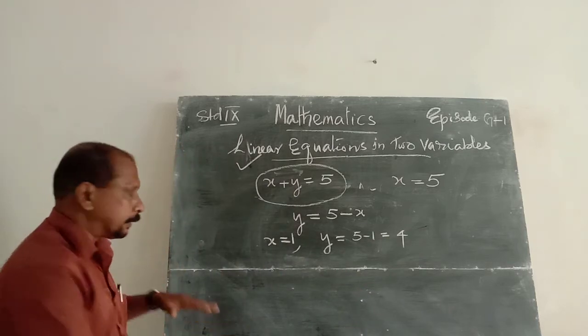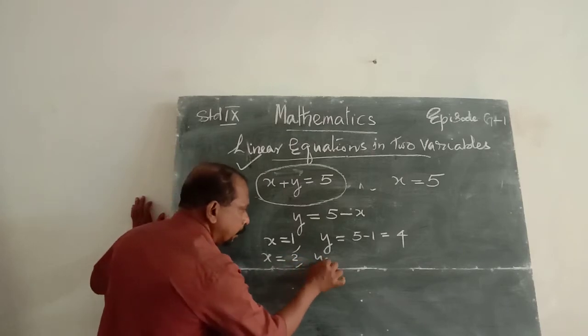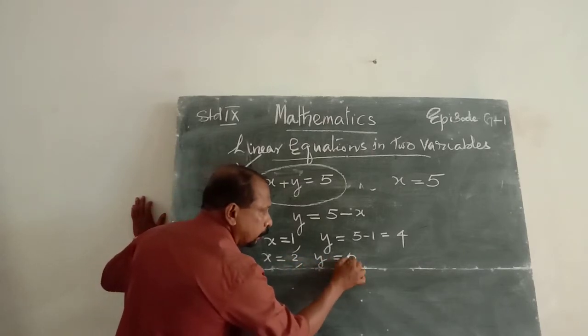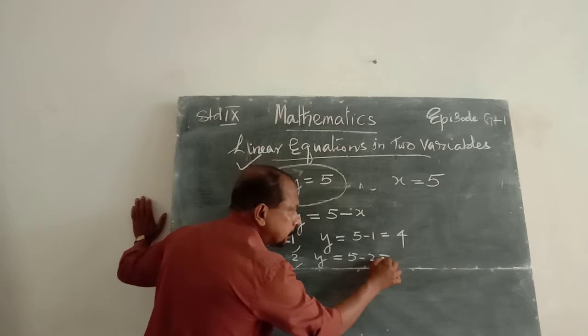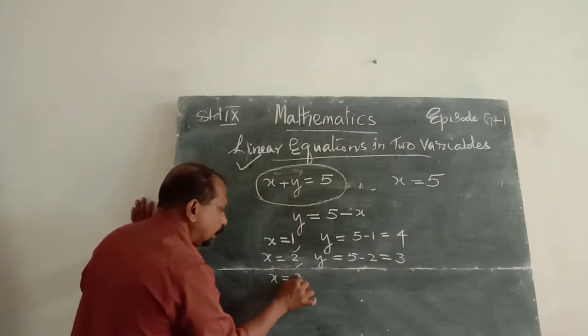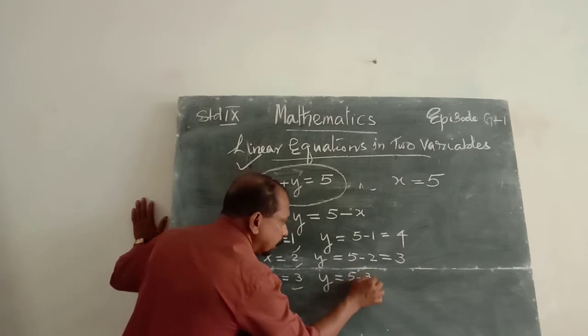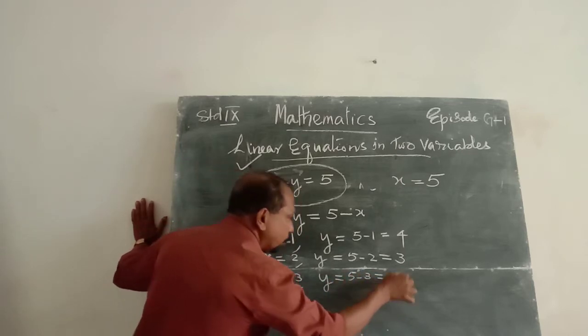Another value for x. x is equal to 2. What is y? y is equal to 5 minus 2. What is it? 3. Then another one. x is equal to 3. What is y? 5 minus 3 is equal to 2.